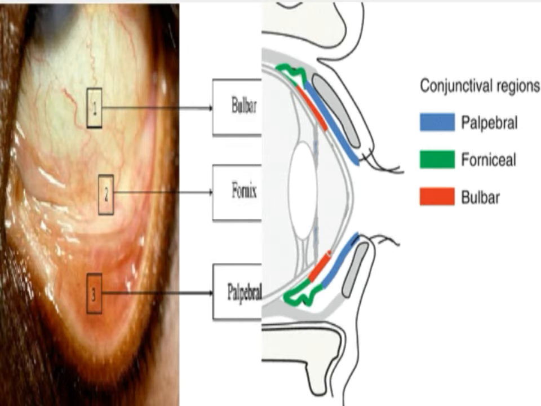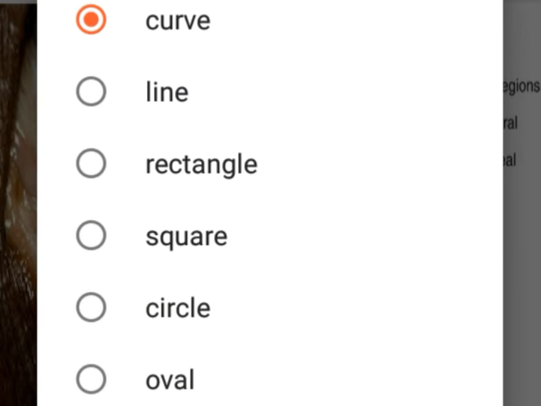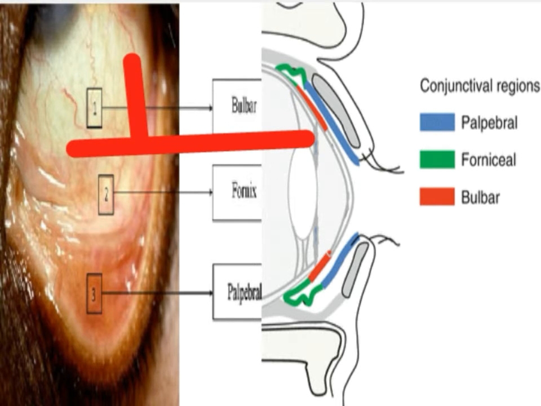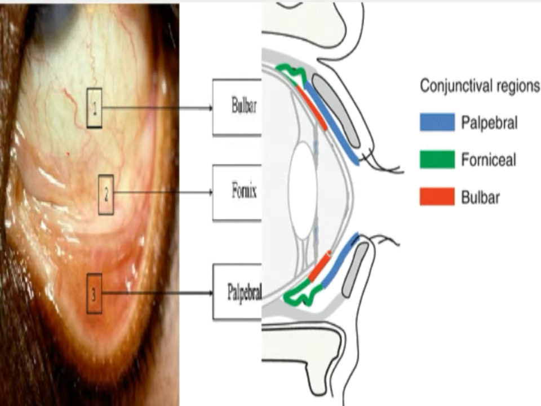This is the figure in which you can see the location of all the conjunctivas. Here you can see, this area is bulbar conjunctiva. As you can see here, this is bulbar conjunctiva. And this one is palpebral conjunctiva.